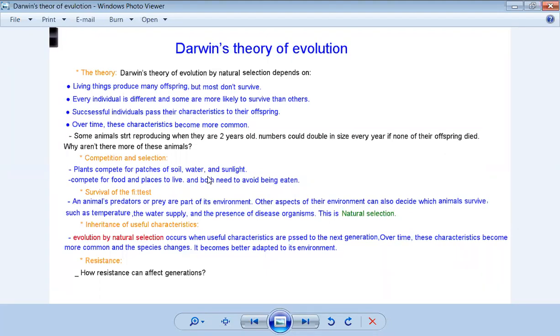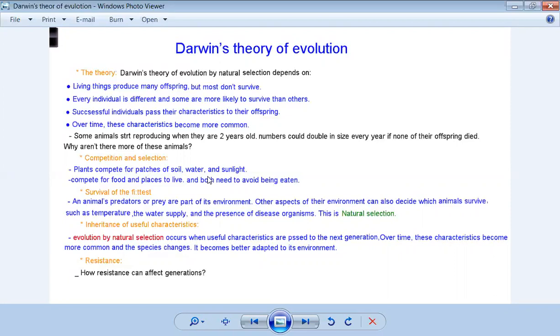So what is survival of the fittest? Survival of the fittest is who has the ability to survive according to the situation, the environment, everything around it. So an animal's predators or prey are part of its environment. Other aspects of their environment can also decide which animals survive. So what are these aspects? Like the temperature, the water supply, the presence of disease organisms.